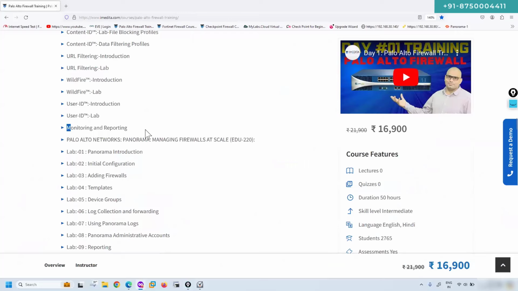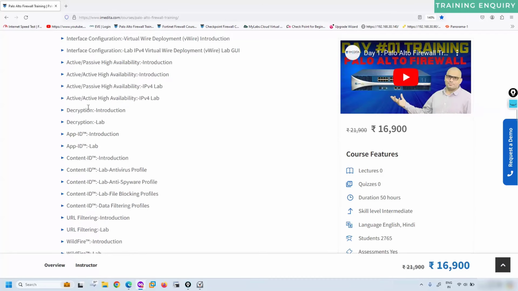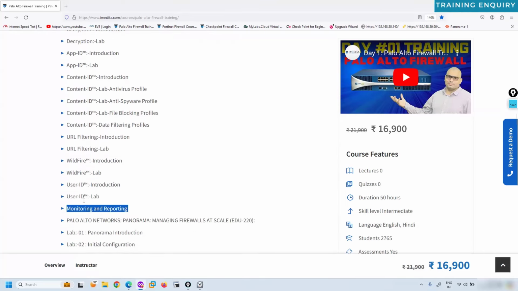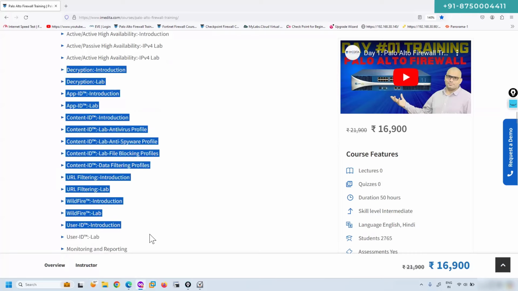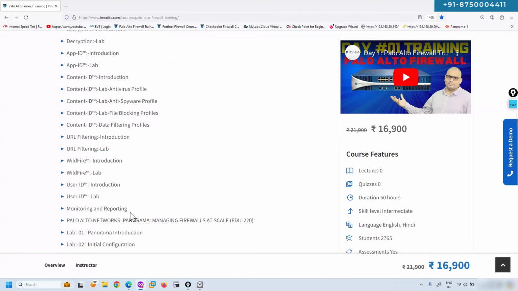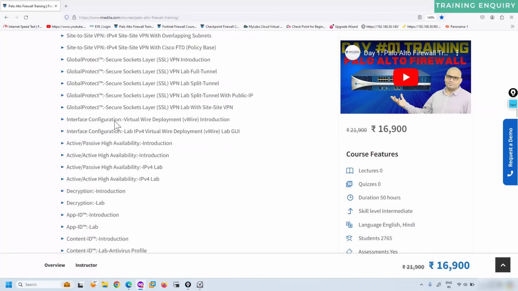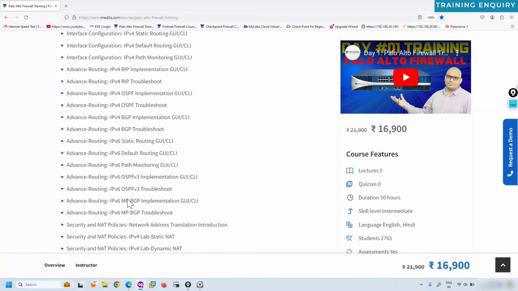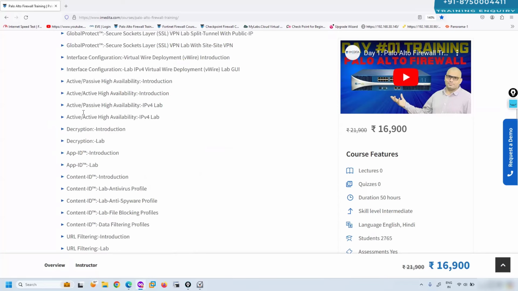Next, we have monitoring and reporting. In monitoring and reporting, you can see the logs related to your decryption, App-ID, Content-ID, URL filtering, and WildFire, as well as User ID. But remember, try to see the logs after deploying your next generation firewall features, because only when you enable these features can you see more logs here. If you see the logs after your Palo Alto basics, you will get nothing in the logs. So we will do logging and reporting after User ID.